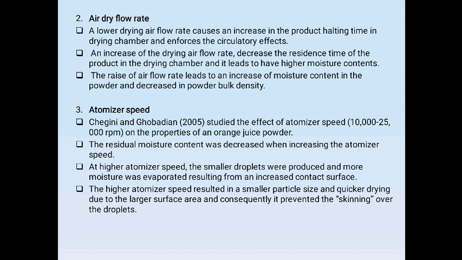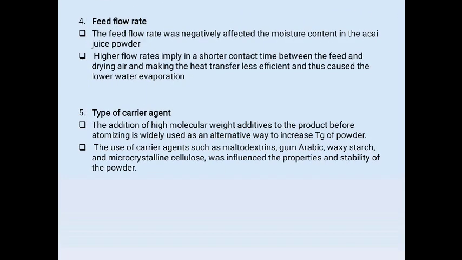Atomizer speed. Sezzini and Goudarzian in 2005 studied the effect of atomizer speed, 10,000 to 25,000 rpm, on the properties of orange juice powder. The residual moisture content decreased when increasing the atomizer speed. At higher atomizer speed, smaller droplets were produced and more moisture was evaporated, resulting from an increased contact surface. The higher atomizer speed resulted in a small particle size and quicker drying due to the large surface area, and consequently in preventing skinning over the droplets.